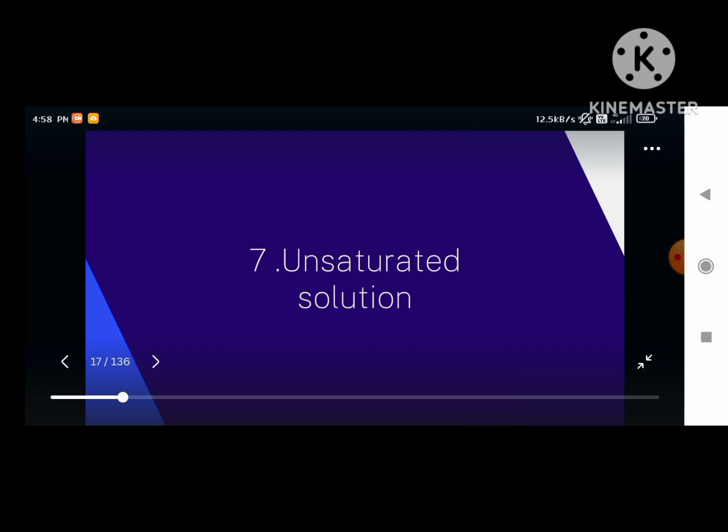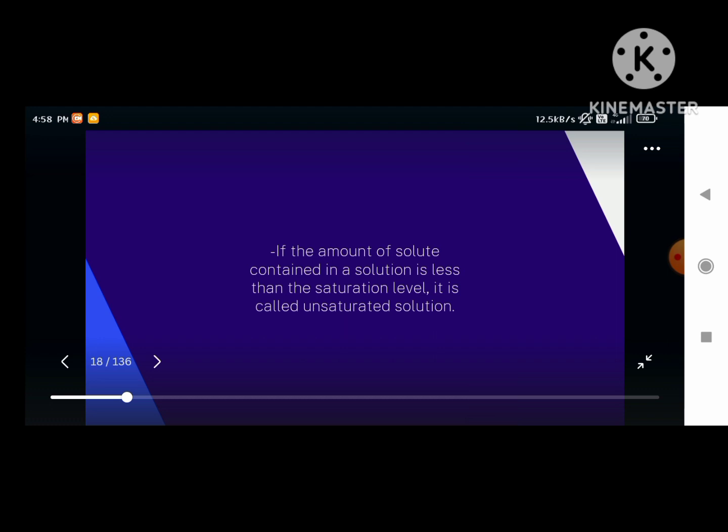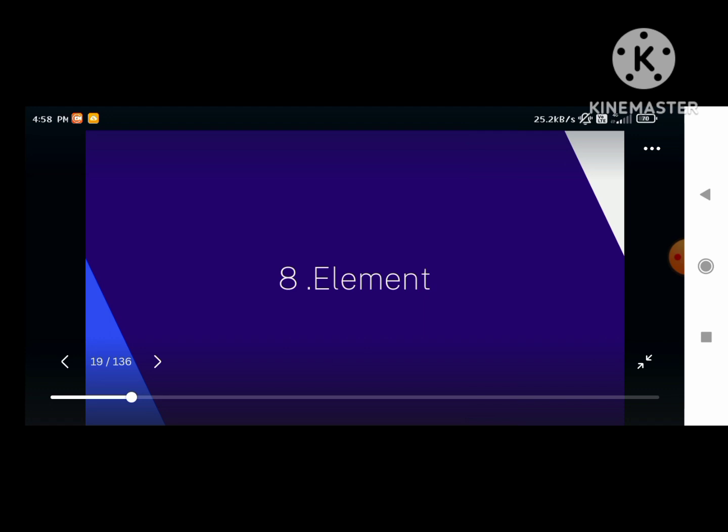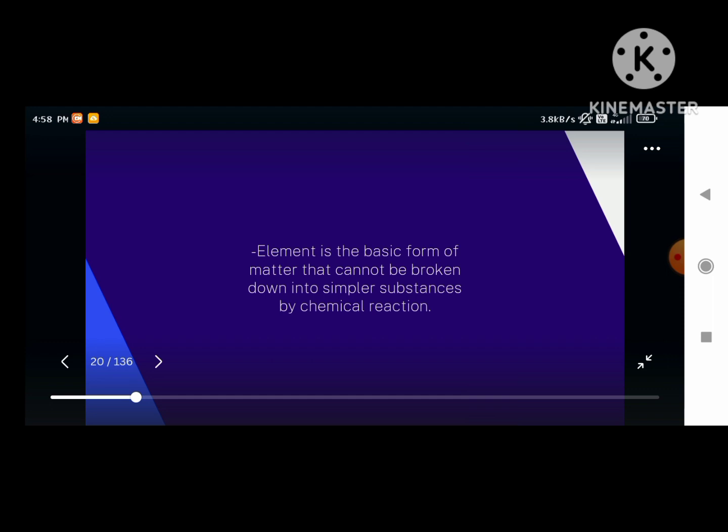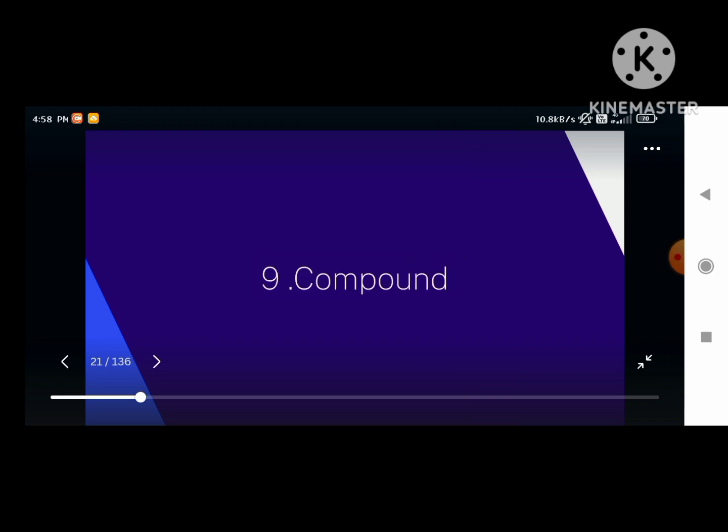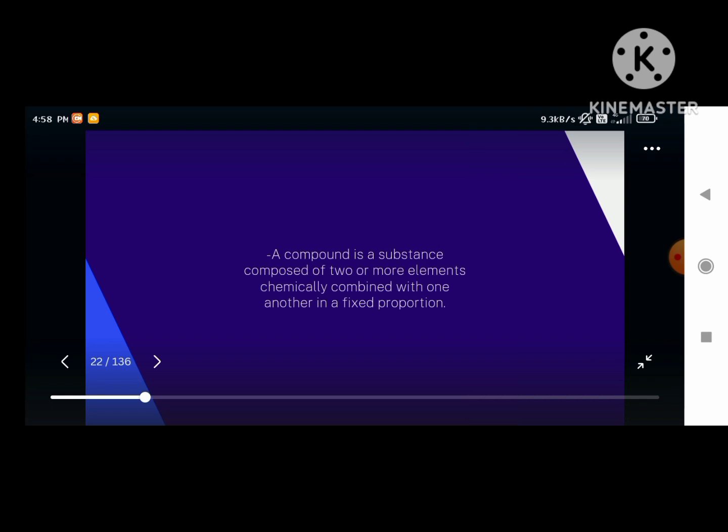Unsaturated solution. If the amount of solute contained in a solution is less than the saturation level, it is called an unsaturated solution. Element. Element is the basic form of matter that cannot be broken down into simpler substances by chemical reaction. Compound. A compound is a substance composed of two or more elements chemically combined with one another in a fixed proportion.